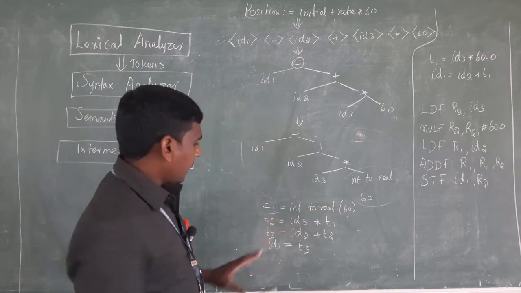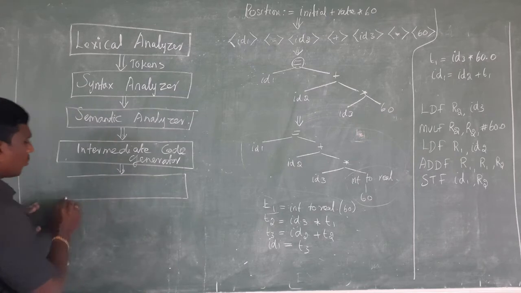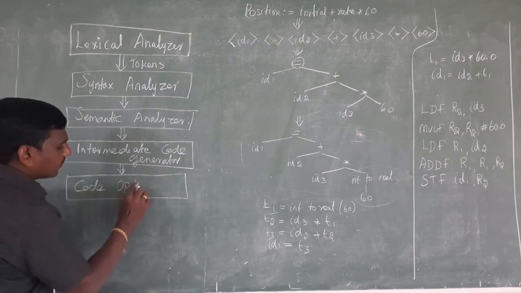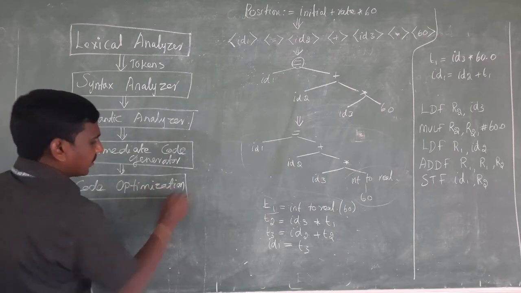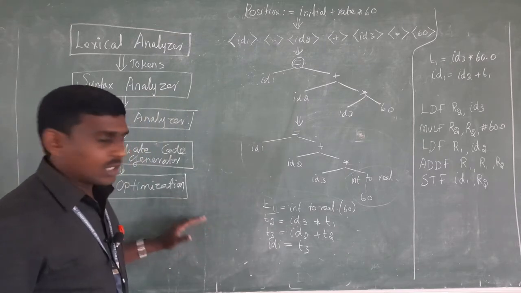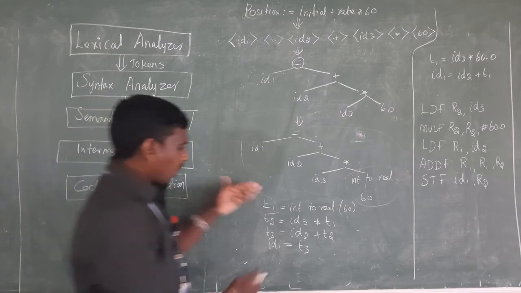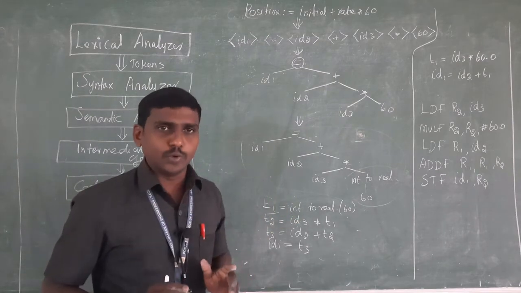Okay, now the next phase is code optimization. This is one of the optional phases, but it is very important. Why? Because the code optimization phase reduces the amount of code without affecting the output.